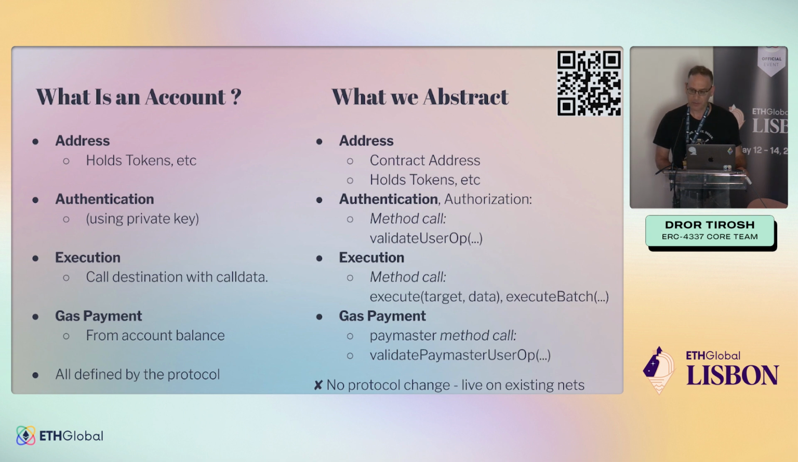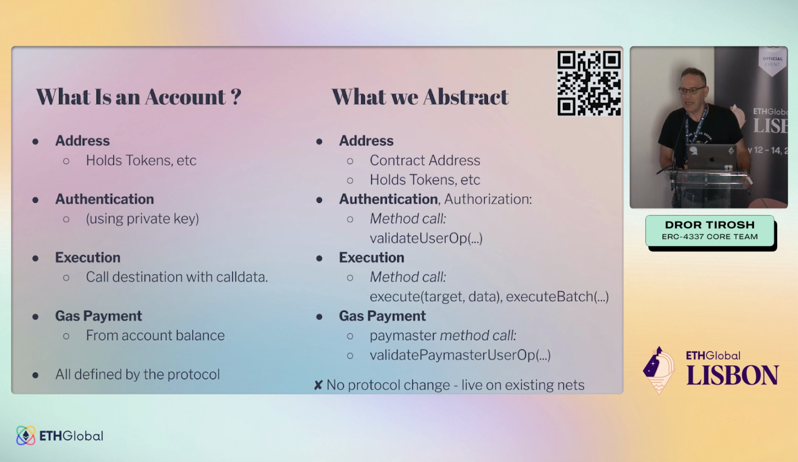And then we abstract the gas payment. Each transaction or user operation has to pay for its execution, but we abstract it to a contract. It could be that the account itself pays for the user operation, but it is possible to delegate it to an external contract. We call this contract a paymaster. It pays for all the transactions, and it can decide what logic it performs to pay.